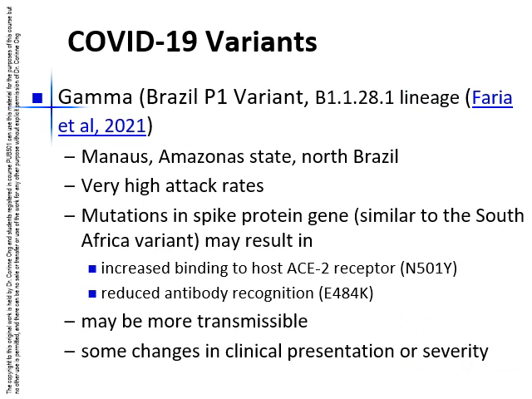The third variant of concern is the P1 variant from Brazil. It has been designated by the WHO as the Gamma variant. It was detected around Christmas 2020 when a large outbreak occurred in Manaus, the largest city in the Amazon region. The same mutations are present in the spike gene as the UK and South Africa variants that cause increased binding to the host ACE2 receptor as well as reduced antibody recognition.